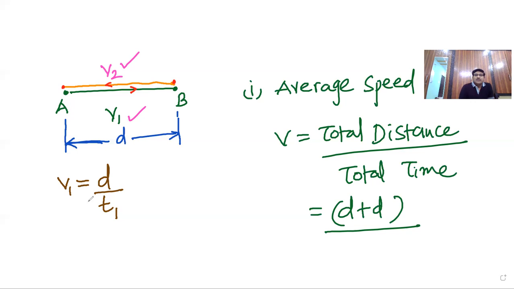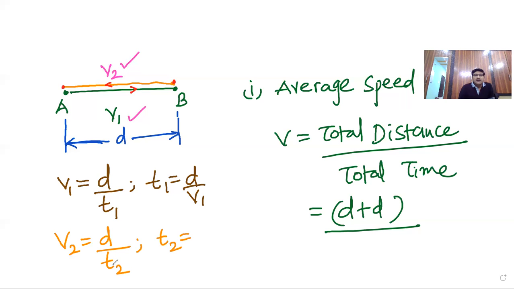Clear? T1 is the time. Now, what is the time? T1 reverse. You take this up, D by V1. Similarly, in the second case, V2 is the speed, but the same distance is traveled, distance by time. Let us say in the second case, T2 is the time. So T2 is, it goes up, D by V2. Clear? Now, what is the total time?